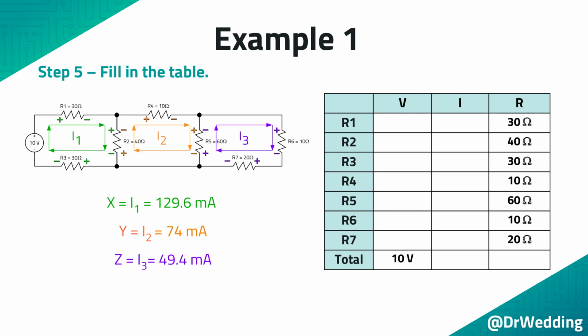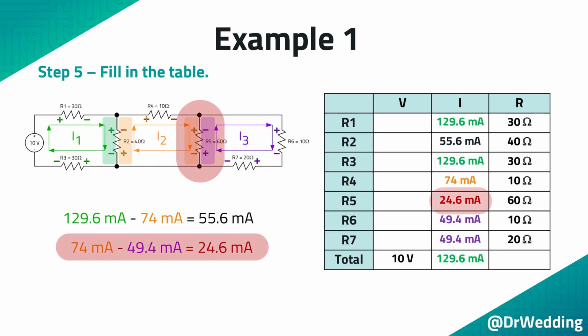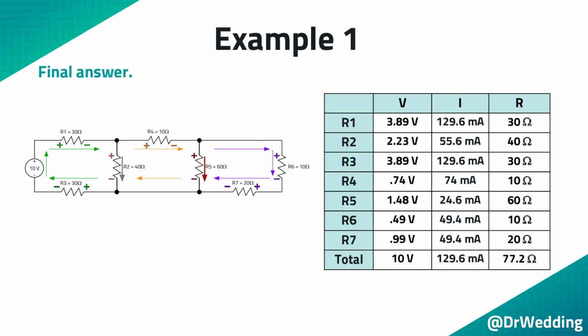Step 5. Fill in the table. I1 is equal to 129.6 milliamps, and it is the total current and the current through R1 and R3. I2 is equal to 74 milliamps, and it is the current through R4. I3 is equal to 49.9 milliamps, and it is the current through R6 and R7. I1 and I2 are combined to get the current through R2, and I2 and I3 are combined to get the current through R5. The missing values on the chart can be found using Ohm's law. The complete solution is shown here.